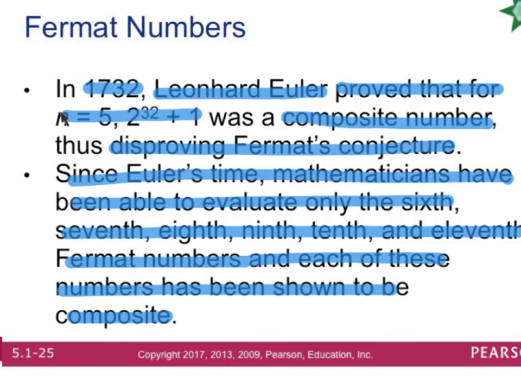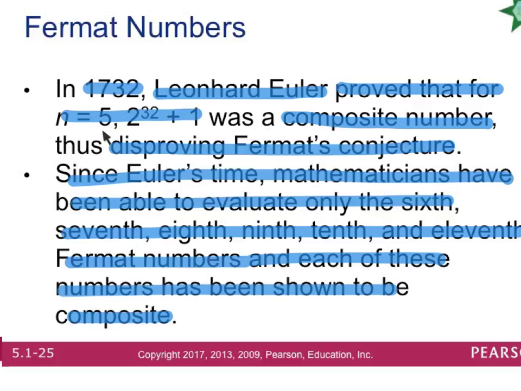Here's the 5th one. I did the 3rd one, n equals 3. The first one would be n equals 1, right? Which would be 2 to the 2 to the 1, which is just 4 plus 1, which is 5. But as you go up from n equals 5 to n equals 6, these get big super fast, okay? And mathematicians have only been able to do up to n equals 11.